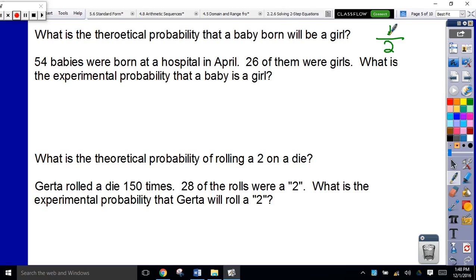Some experimental data. 54 babies were born at a hospital in April. 26 of them were girls. What is the experimental probability that a baby is a girl? Okay, raise your hand if you want to tell me how to set this up. Travis, give it a try.